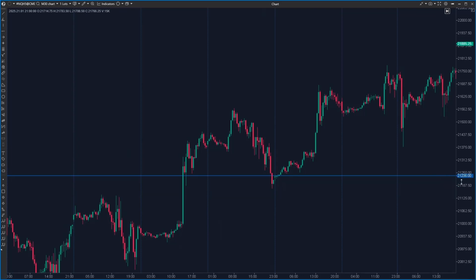However, plot the 21236 level on your Nasdaq chart and watch for more and more reactions as price returns there.